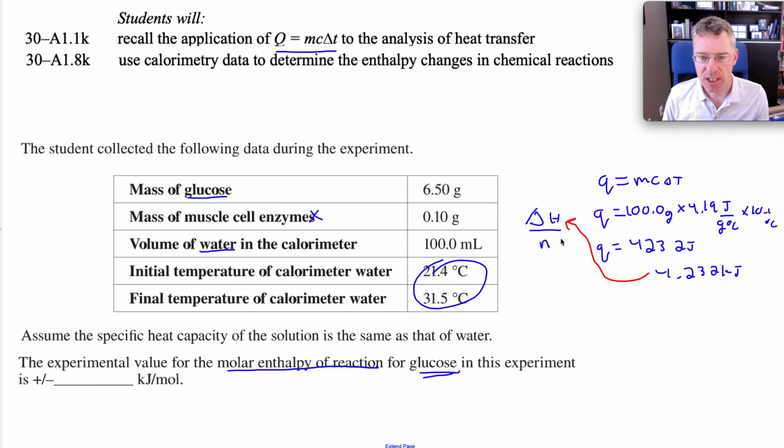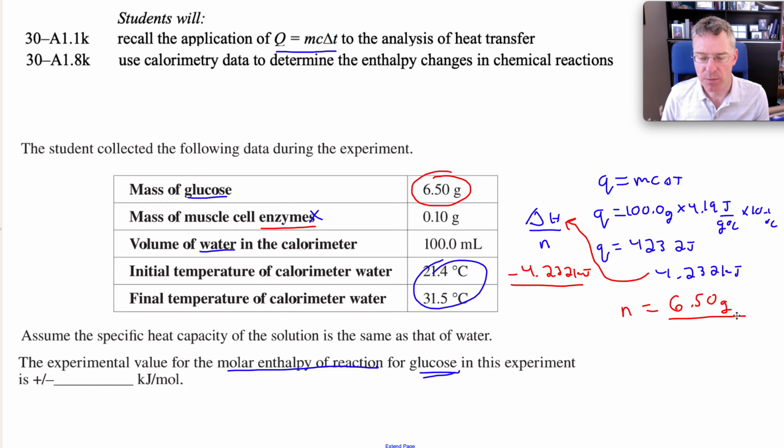We've got our energy, and this is a warming up. The final temperature is hotter, so it would have a negative enthalpy change. Then we just need our moles. And the only thing really to watch out for in this question is making sure you're just using glucose as mass, not a catalyst. An enzyme would be a catalyst. That's not used. It's not what's reacting. Don't include it. So we have 6.5 grams.